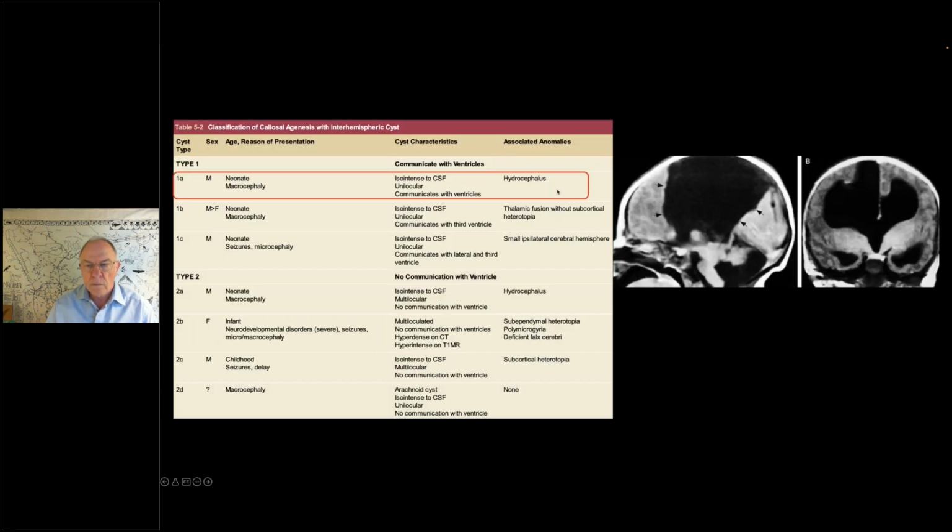The interhemispheric cysts can be subdivided into type 1 and type 2. Type 1 is again subclassified into type 1A, B, C. Our image demonstrates the type 1A pattern, which is isointense to CSF, uniocular, and communicates with the ventricles.